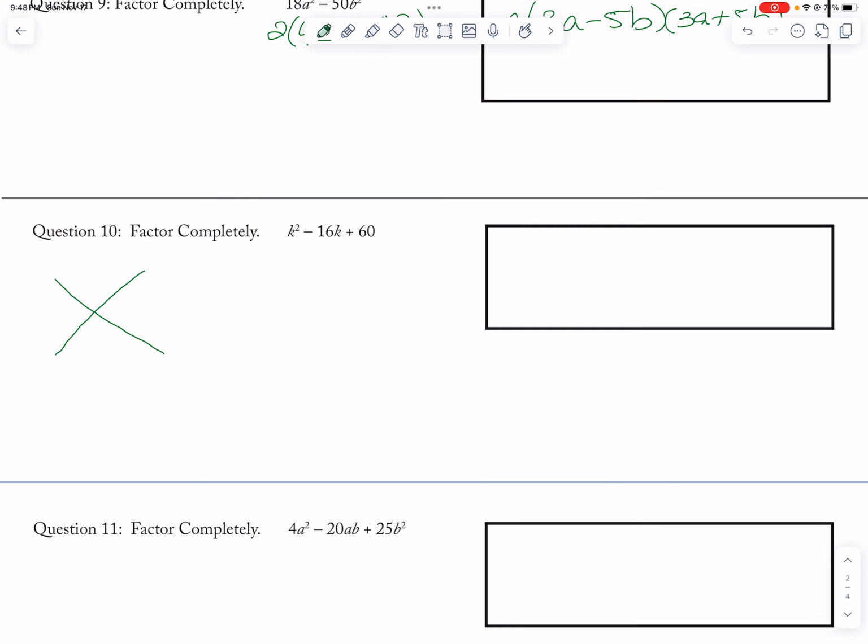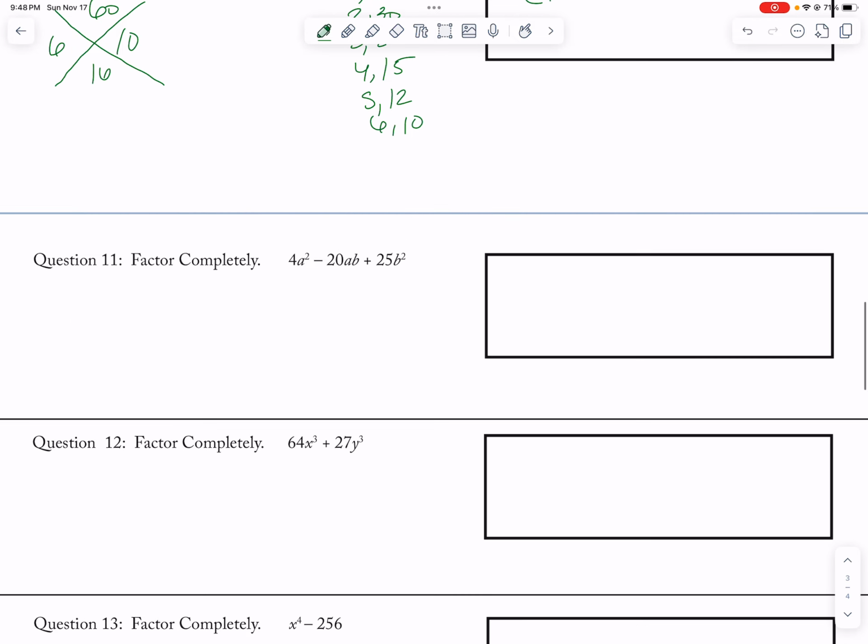And then here, 60, 16. So 1 and 60, 2 and 30, 3 and 20, 4 and 15, 5 and 12, 6 and 10. So k plus 6 and k plus 10. Again, if I could recognize that this might be 2 and 2 and 5 and 5. Right? And then this gives me 10 and that gives me 10. So I'm going to get a 20 in the middle.